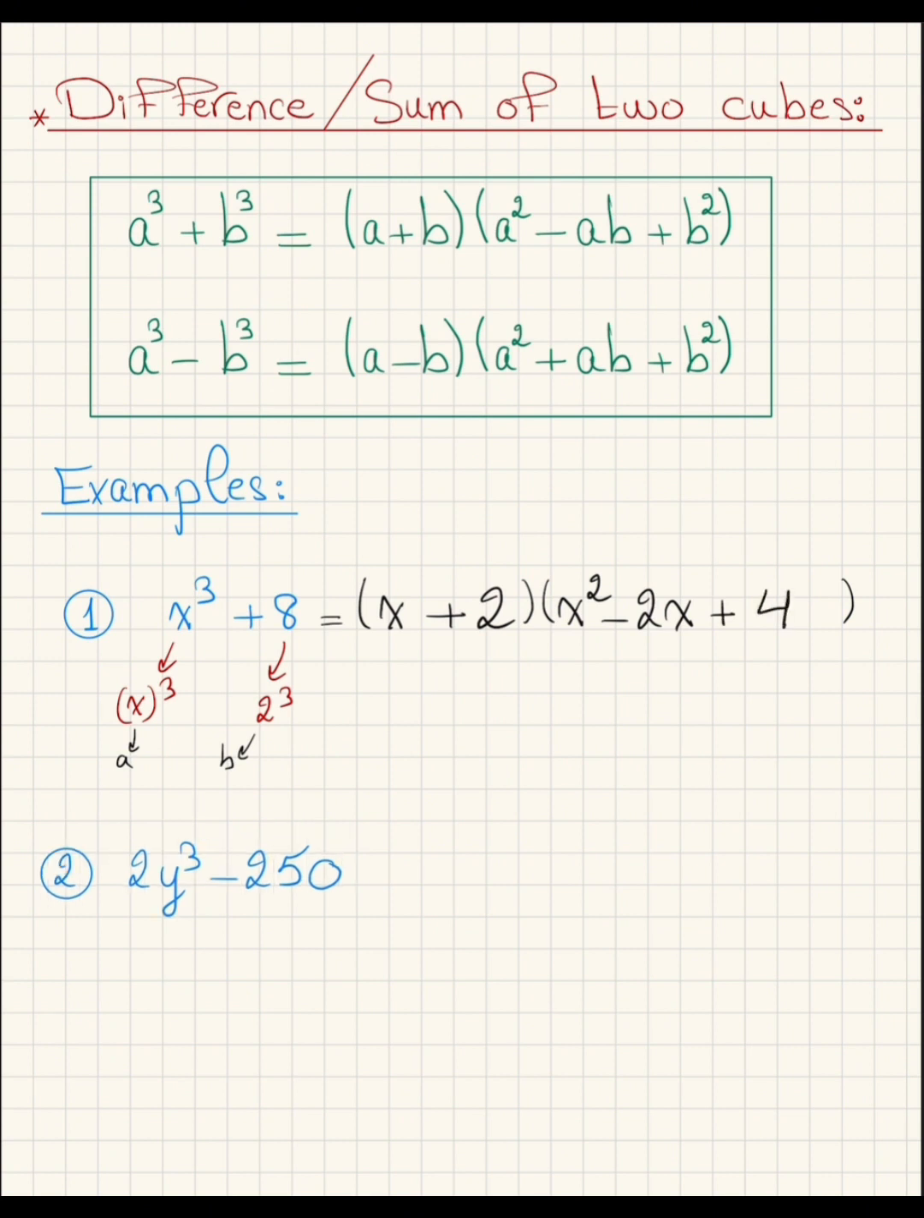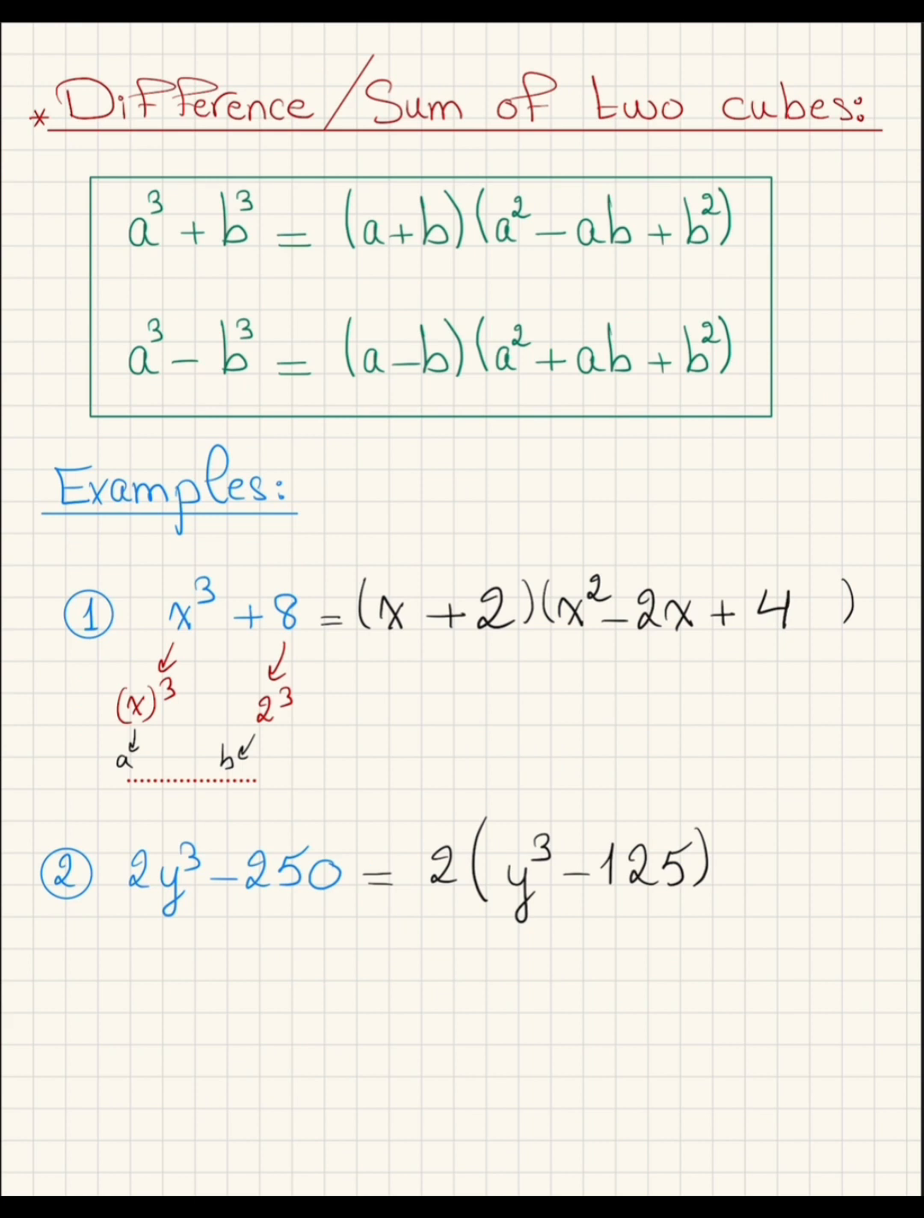In example number 2, we have 2y to the power of 3 minus 250. Does it seem to be a difference of two cubes? No. Well, any mistake here? Well, actually, we did not ask ourselves in the first place whether there is a common factor or not, right? And yes, there is a common factor, so we never have to forget that, which is 2. So we factor 2 first, and I'm left with y to the power of 3 minus 125.